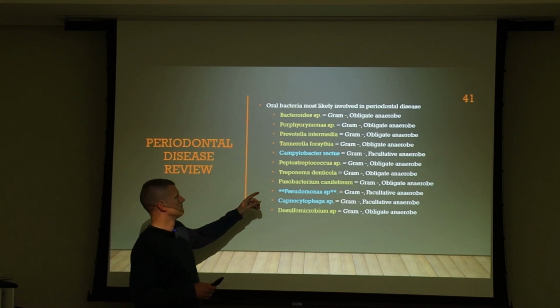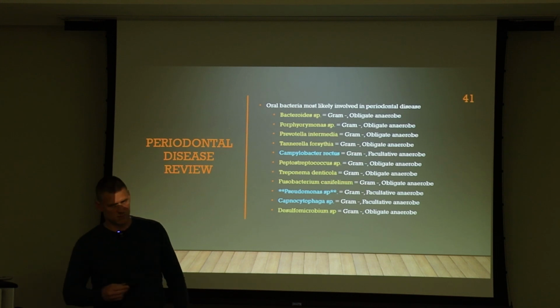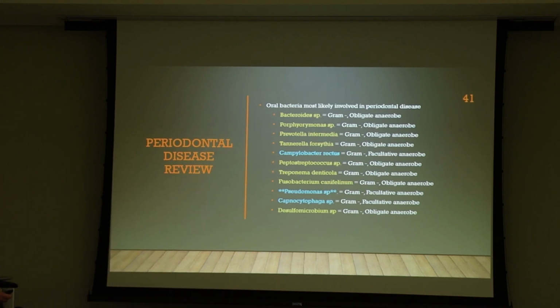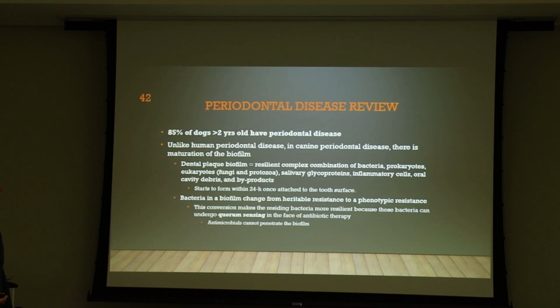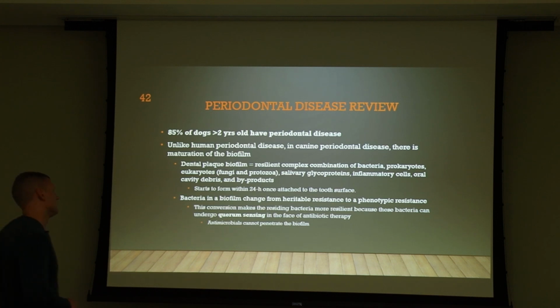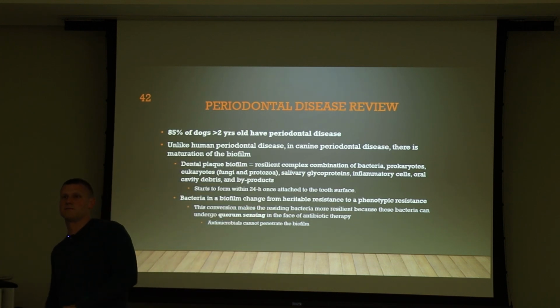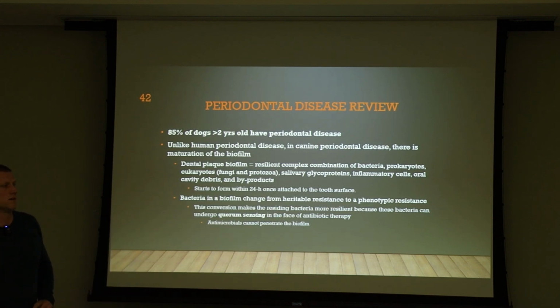The other thing is I started this one because it's on the top 10 lists for resistance. Pseudomonas is one of the ones that's in there. I think everybody knows the saying that 85% of 2-year-old dogs or older have some sort of periodontal disease. It's kind of the go-to whenever you're talking to owners about anything when it comes to mouth diseases.